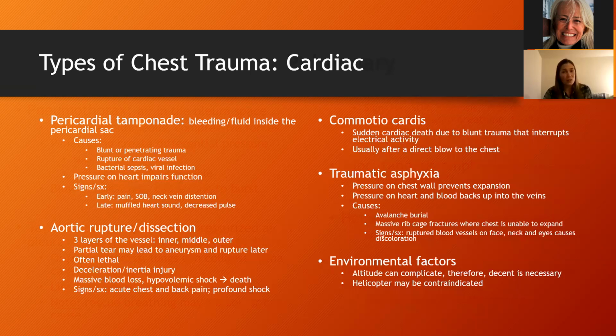It can also happen if there's massive rib cage fractures. The chest can't expand like it normally does because it doesn't have the function of the ribs and the muscles between it. You may see ruptured blood vessels in their face, their neck, their eyes, which cause a lot of discoloration with this. And airway is obviously the main thing to evaluate and control in this setting.